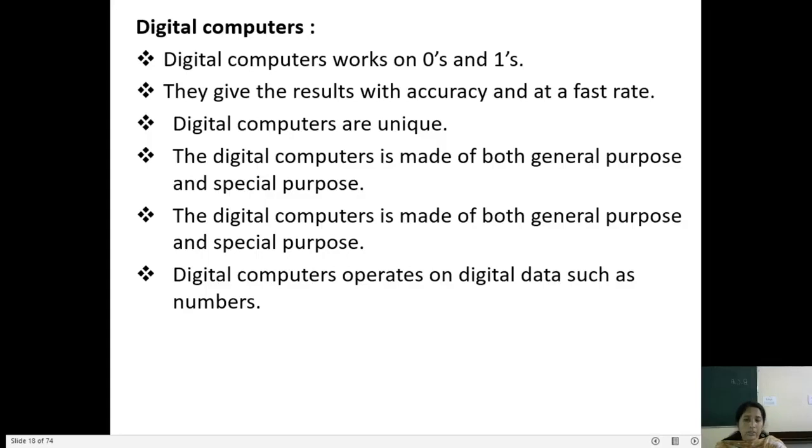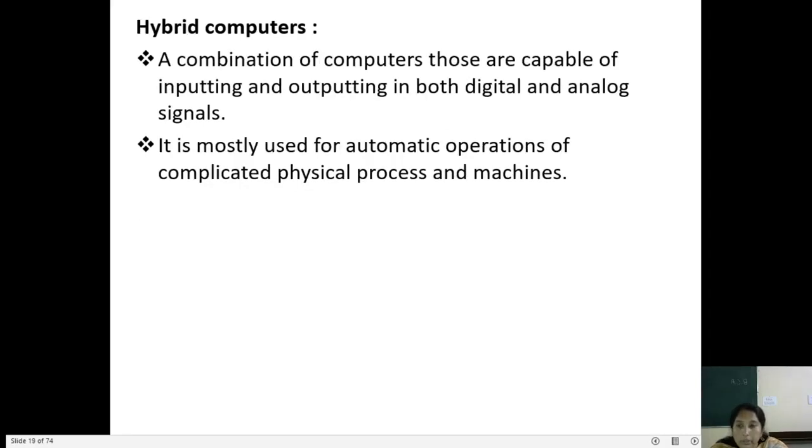Just now I told you about digital computers. One example I gave for a digital computer is when you want to check your weight, you stand on a weighing machine, and it shows you the weight automatically in the form of numbers. It shows the digital display. It also prints a card with the weight of the person. This type of working machine we call a digital computer, and next you can see hybrid computers.